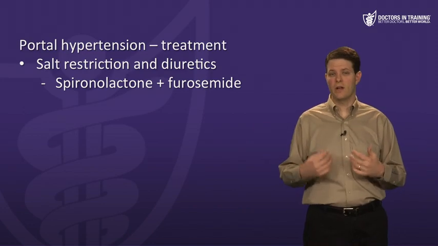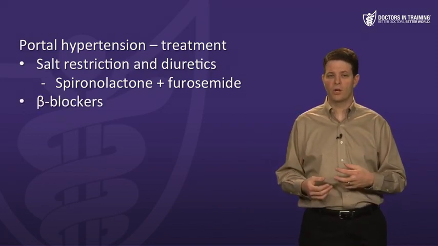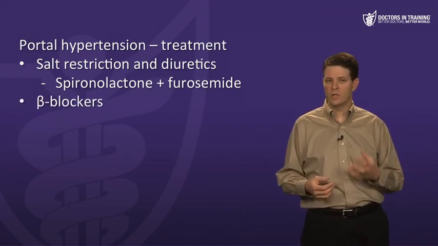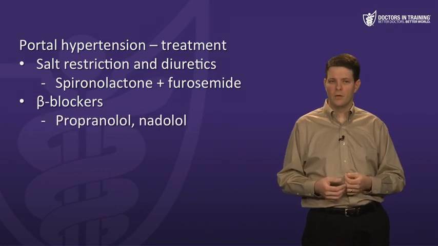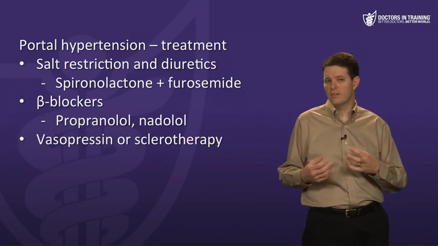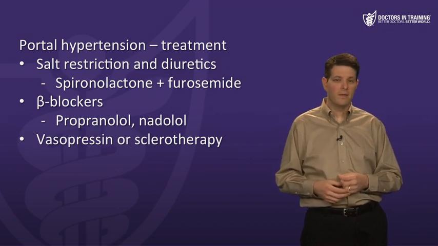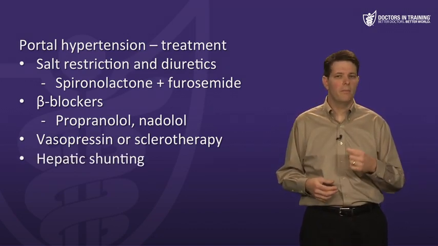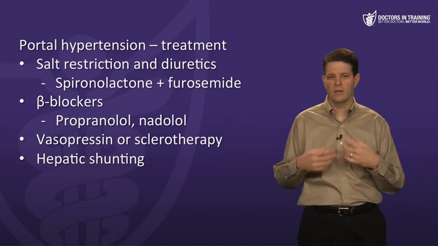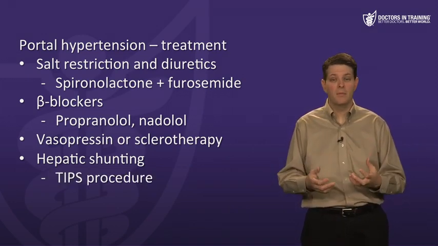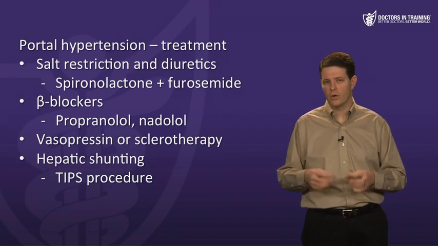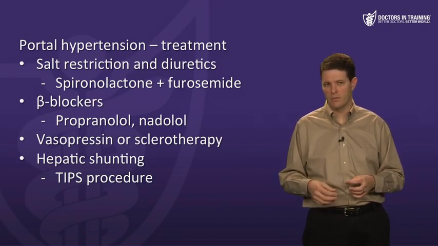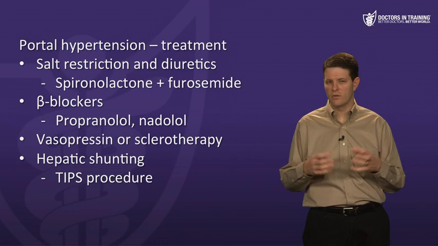We treat esophageal varices with beta blockers to reduce the recurrence of bleeding. Specifically, which beta blockers are we talking about? Propranolol or nadolol. If the varices are bleeding, we use vasopressin or sclerotherapy. And then as a last resort, you have the hepatic shunting via laparotomy or the TIPS procedure, which is a transjugular intrahepatic portocaval shunt, TIPS procedure. This is a short-term solution for severe disease.